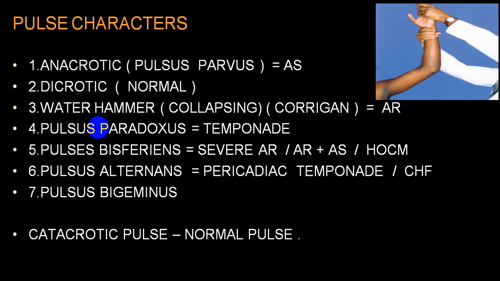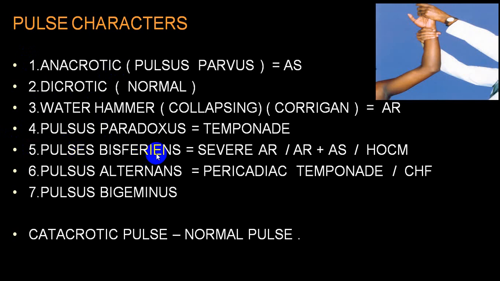At this stage I'll mention it because it can be asked in oral. When you take a blood pressure and the person is taking a deep inspiration, there will be a fall of blood pressure by more than 20 millimeter of mercury. And if the systolic blood pressure falls more than 20 millimeter of mercury, we'll label that as pulsus paradoxus.